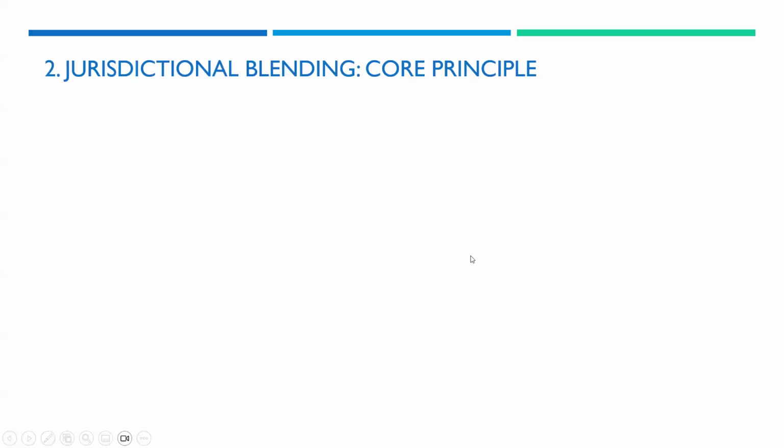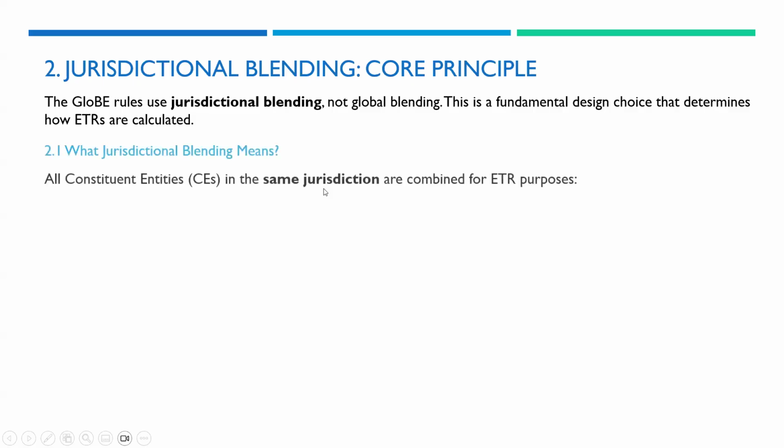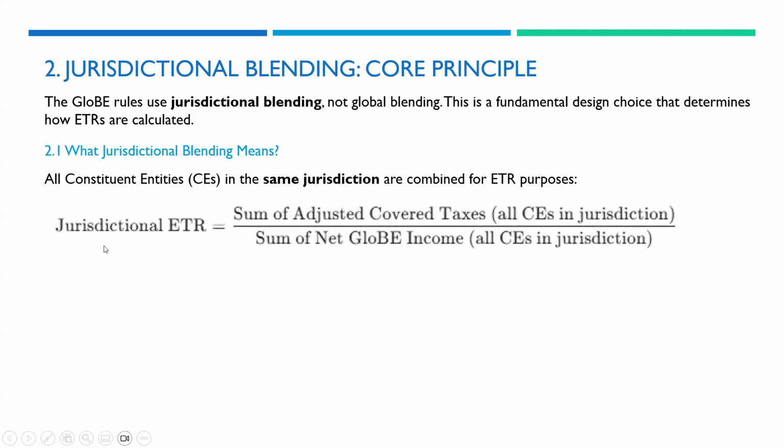So, a few core principles of jurisdictional blending. GloBE rules use jurisdictional blending, not global blending. This is a fundamental design choice that represents how ETRs are calculated. What jurisdictional blending means is all constituent entities in the same jurisdiction are combined for ETR purposes. So jurisdictional ETR is the sum of adjusted covered taxes of all CEs in the jurisdiction divided by the sum of net GloBE income of all CEs in the jurisdiction. So you have to do this to calculate the ETR of a jurisdiction.